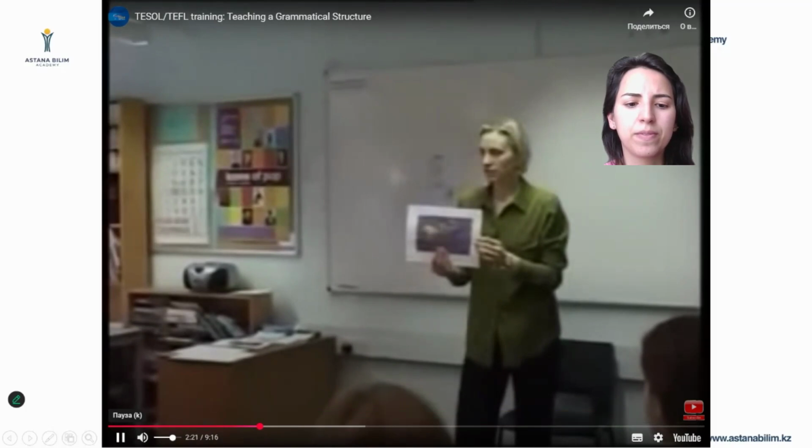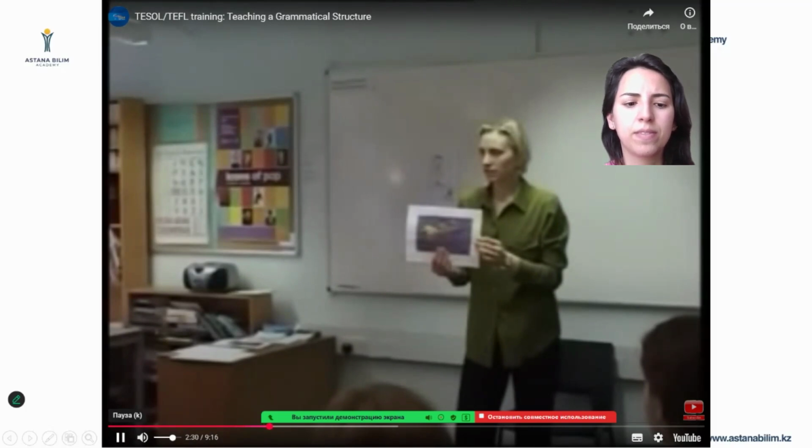Now the teacher uses other picture prompts and, as before, the students repeat the new sentence as a class and individually. This gives the students further practice of the structure.